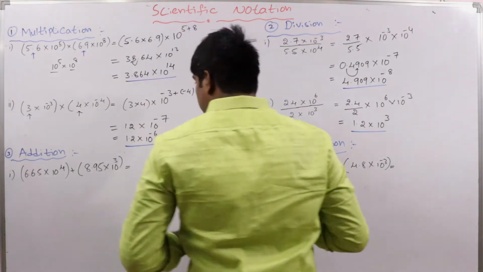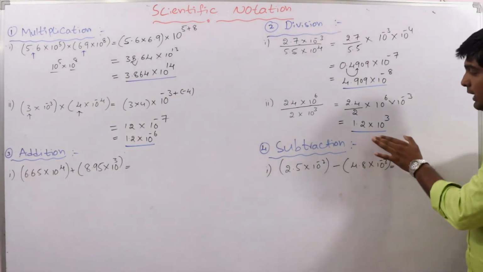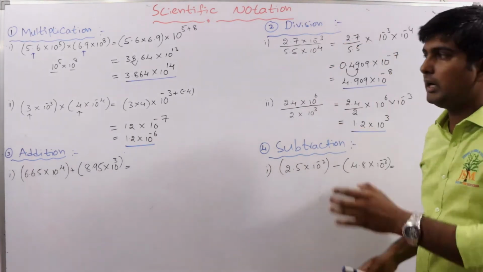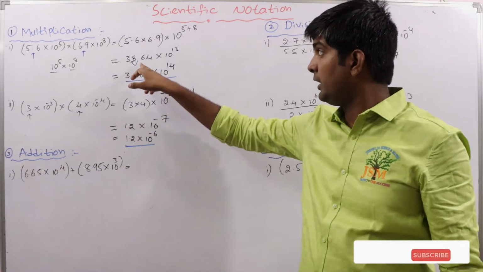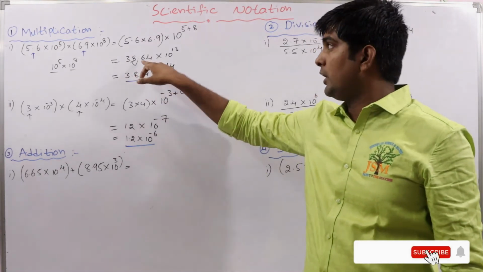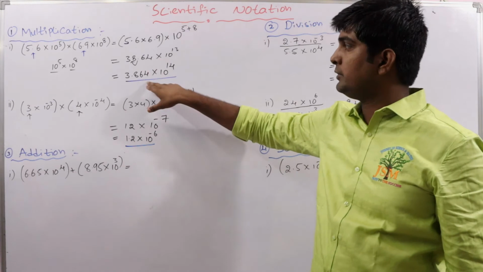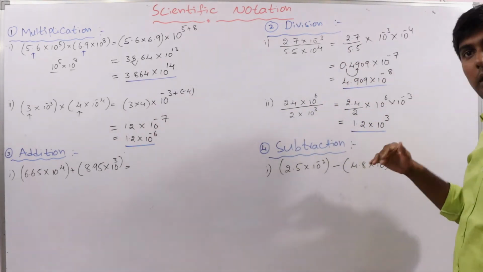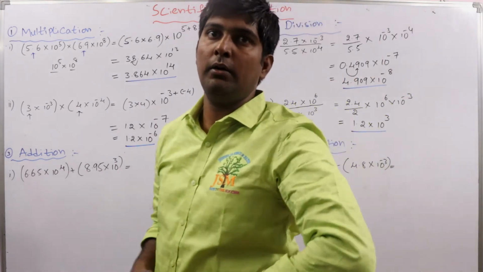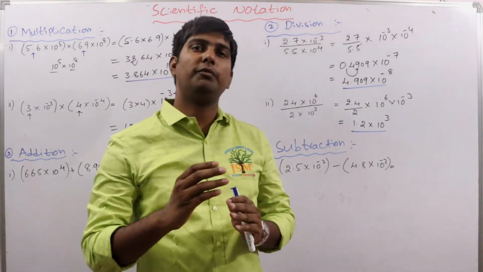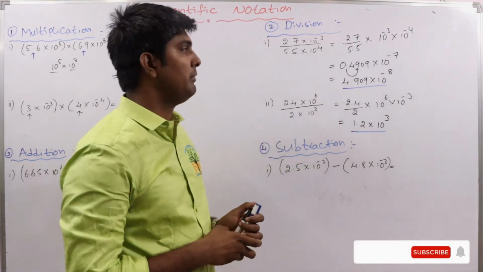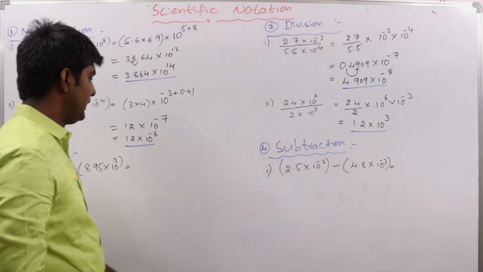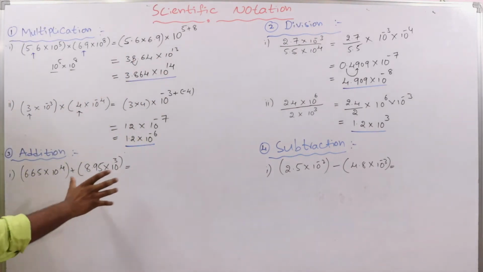See here, sometimes we get the answer directly in the scientific notation, but in many cases we won't get the answer in the scientific notation, right? See here, we got 38.64, and we converted it into scientific notation. Same here also, but here we got the answer in the scientific notation directly. Sometimes we get it, sometimes we may not. In that case, we must write the final answer in the scientific notation. Clear? Next, addition and subtraction.